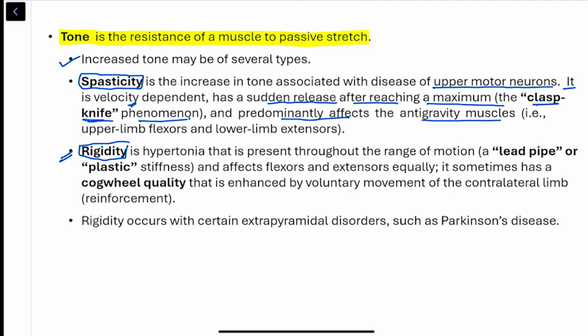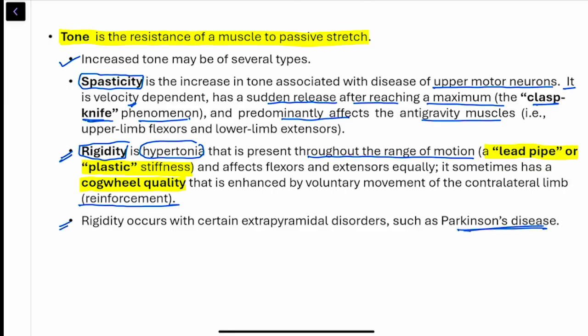Rigidity, on the other hand, is hypertonia which is present throughout the range of motion. It is known as lead pipe or plastic rigidity. Sometimes it is called cogwheel quality, depending on the character of rigidity. It is enhanced by voluntary movement of the contralateral limb. I mean, reinforcement is present. Reinforcement will enhance the cogwheel quality. Rigidity occurs in certain extrapyramidal disorders such as Parkinson disease.